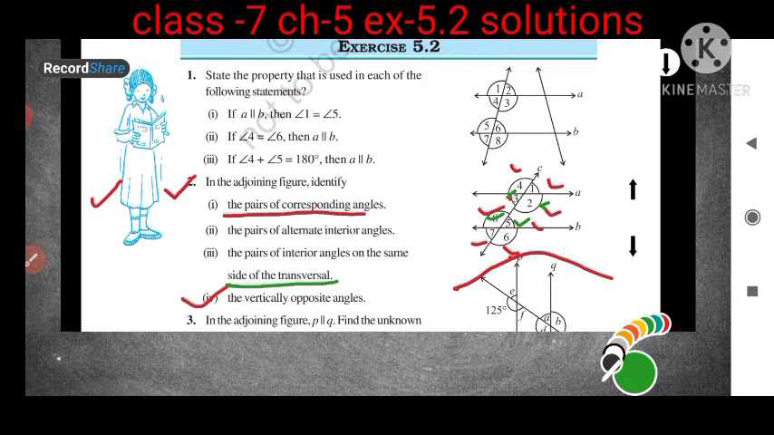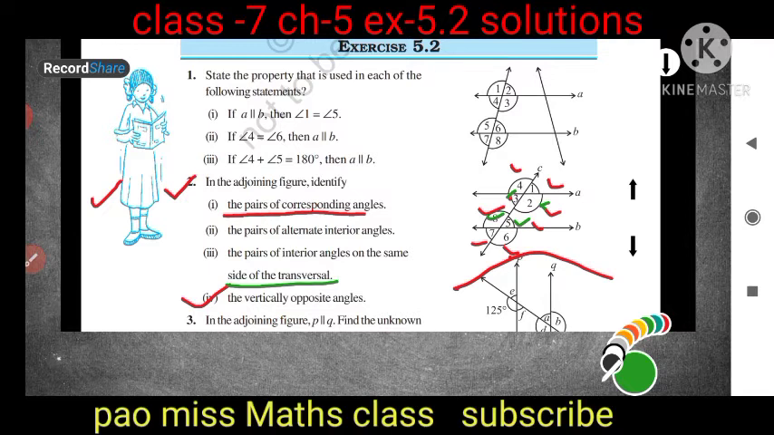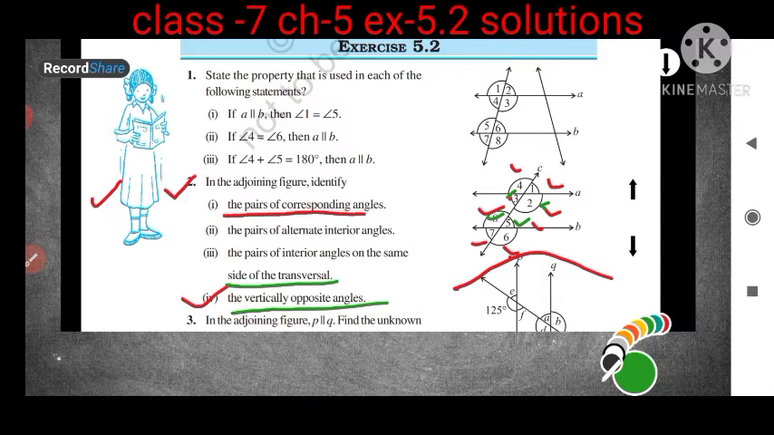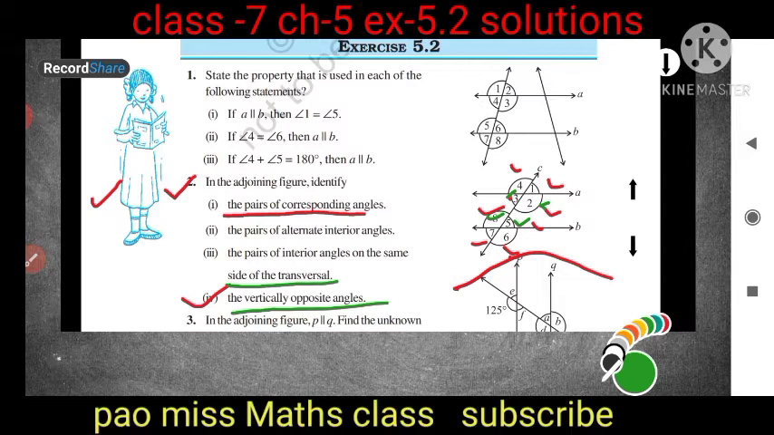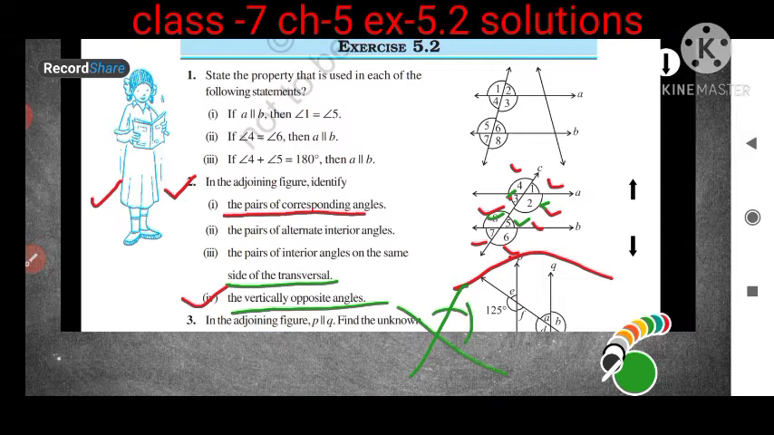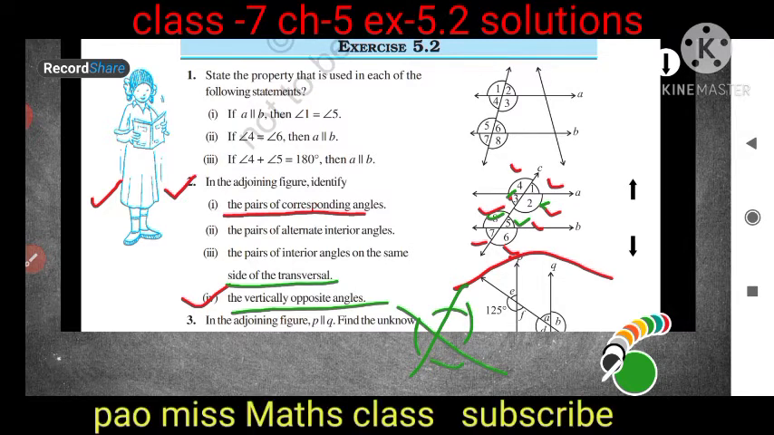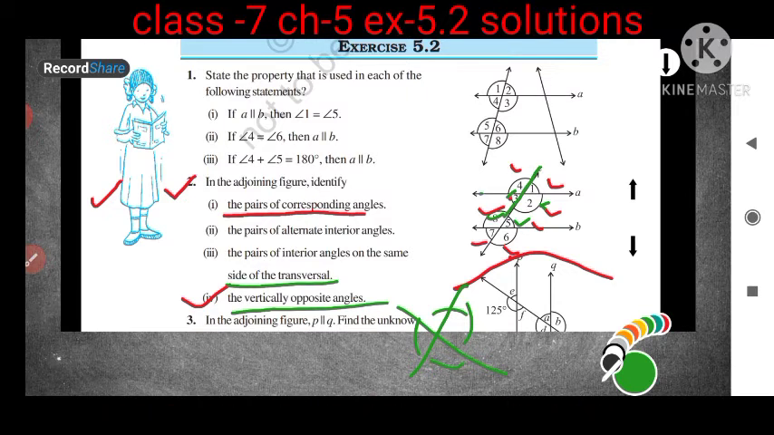2 and 5 and 8 and 3, isn't it? Now again vertically opposite angle. So you know what is vertically opposite angle, isn't it? Vertically opposite means when two lines are intersecting, then there will form a vertically opposite angle. Now if you will see here, two lines are intersecting, isn't it?